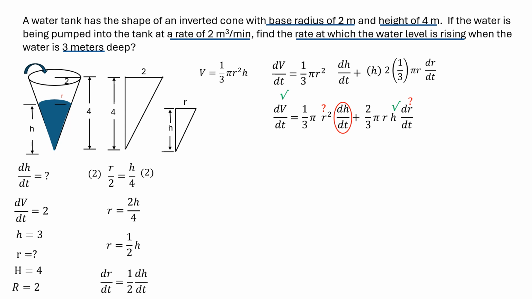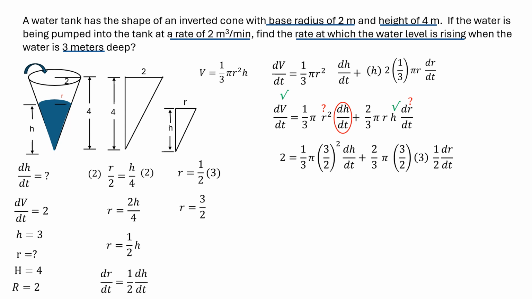Furthermore, we can also substitute 3 into h in order to get the value for r. So we have r equal to 3 over 2. We now have the value for r, 3 over 2, and we have something to substitute into dr/dt in terms of dh/dt. So we go back to our equation one more time. dV/dt is 2, r is 3 over 2, h is equal to 3, and dr/dt is substituted by 1/2 dh/dt. So this is how it will look.